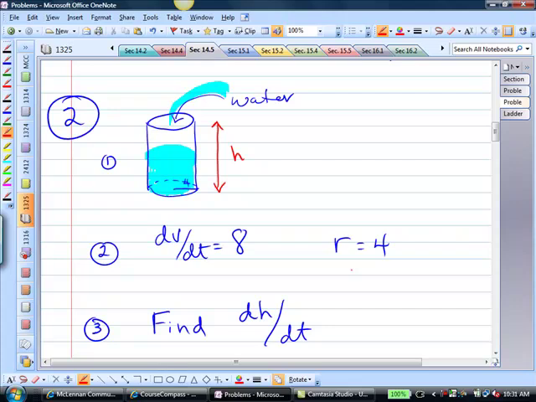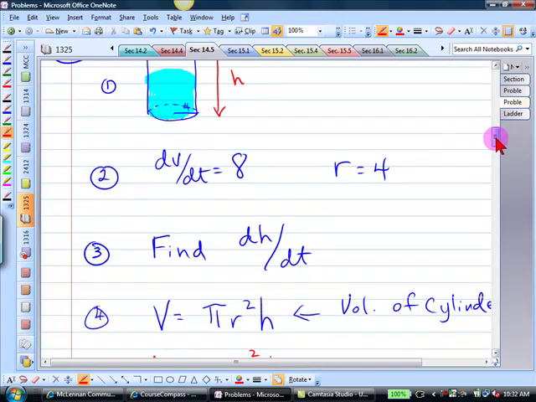And we're asked to find how fast this water level is rising. So find dH dt. If you used a different variable on your test, that's okay. That's not the issue. I'm choosing H, and that kind of makes sense to me. But if you said, I'm going to let Z be the height, and I'm going to find dZ dt, that'd be okay. But try to stay with what we're doing.